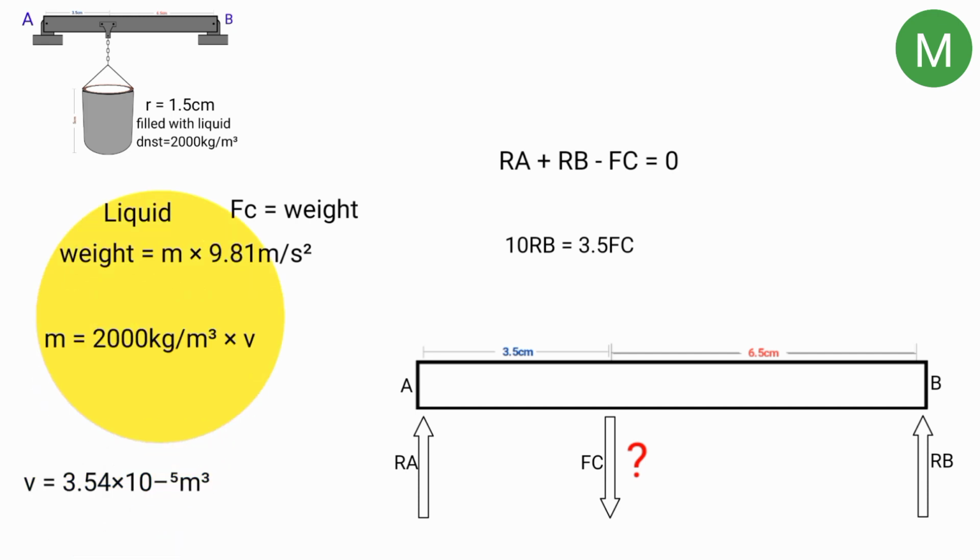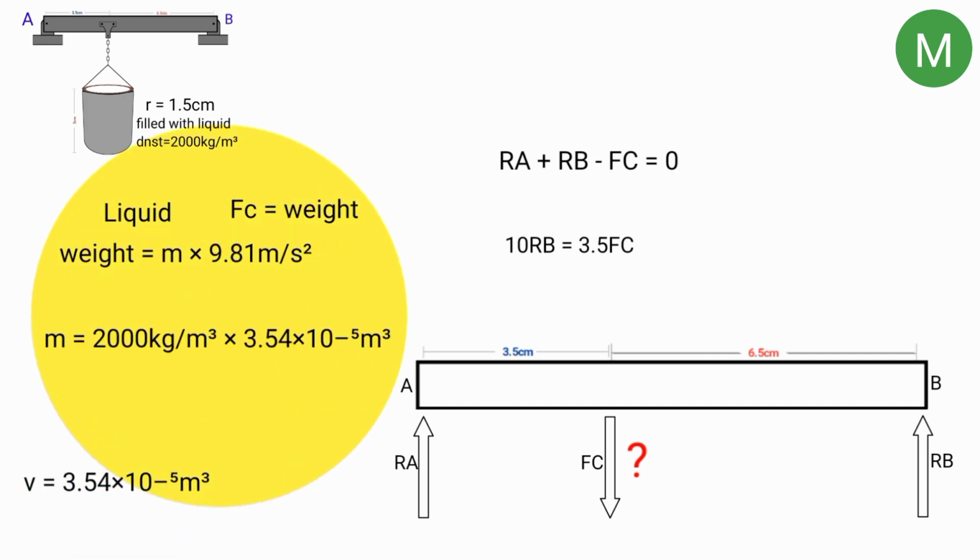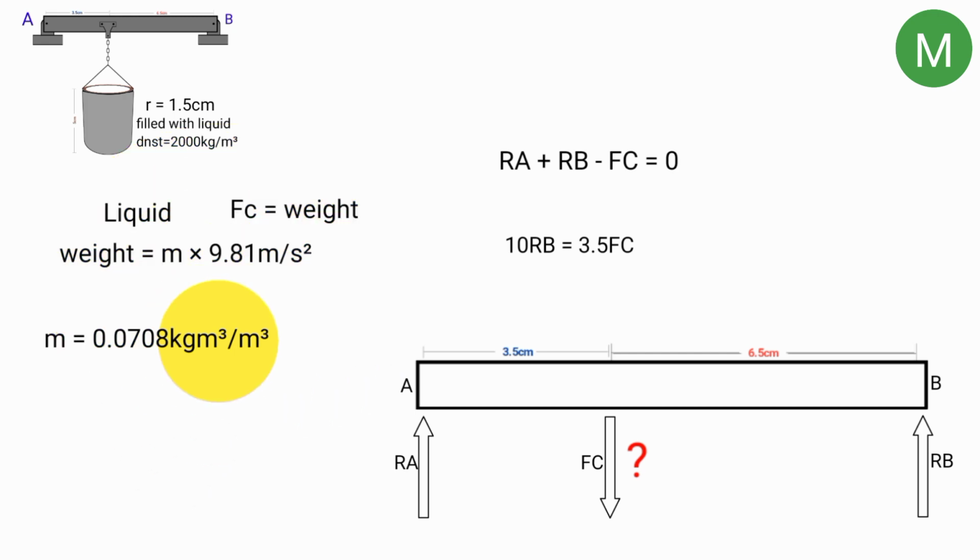Substituting here now, mass equal to 2000 kg per meters cube times 3.54 times 10 power minus 5 meters cube. 2000 times 3.54 times 10 power minus 5 is 0.0708. So mass equal to 0.0708 kilogram meters cube per meters cube. Here, meters cube cancels meters cube. So mass equal to 0.0708 kilogram.